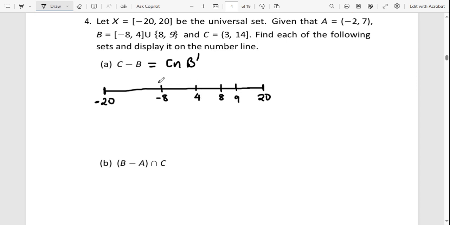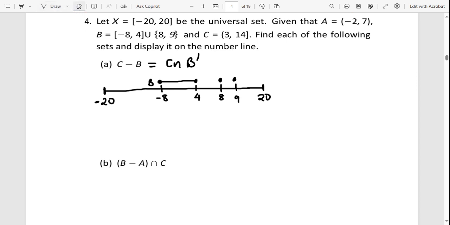So negative 8 is included, 4 is also included. Can you see 8 and 9? Those are elements. It's not a range. So those you just put dots. Please don't connect those lines. These are curly brackets. They represent elements, not a range. So this is the set B.